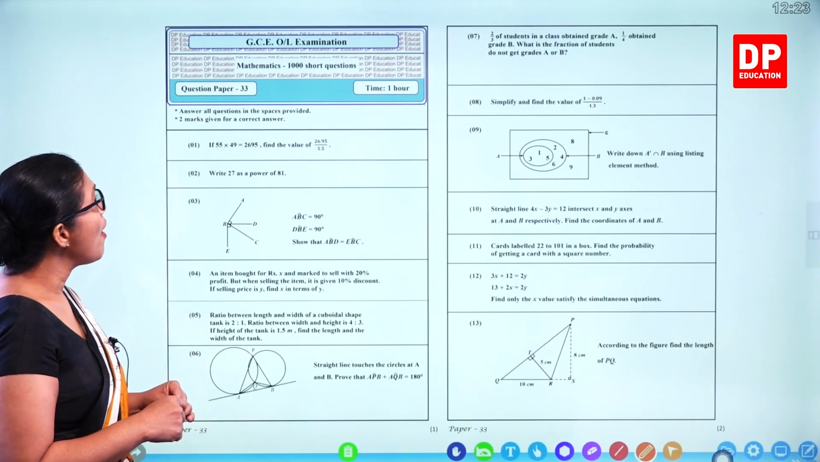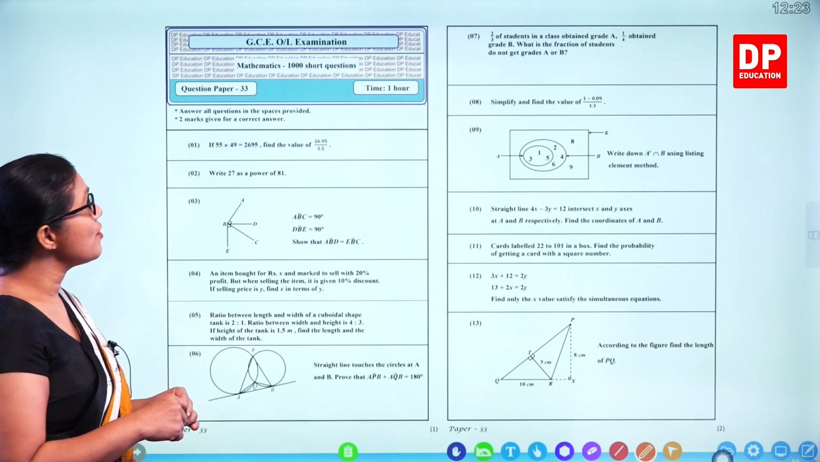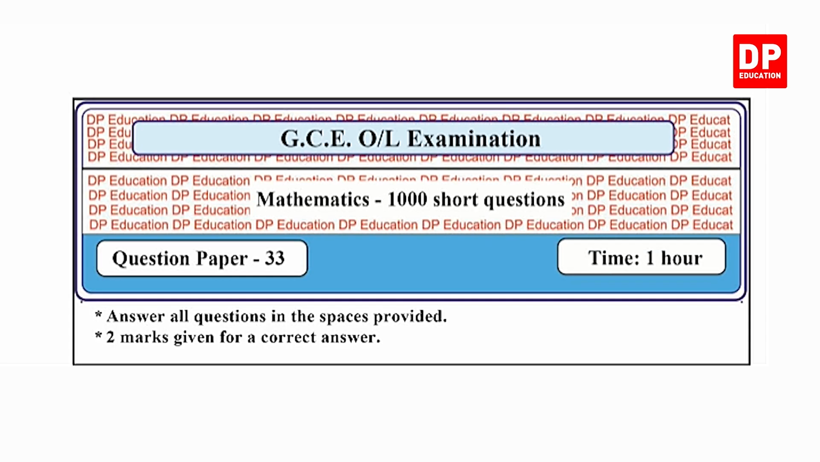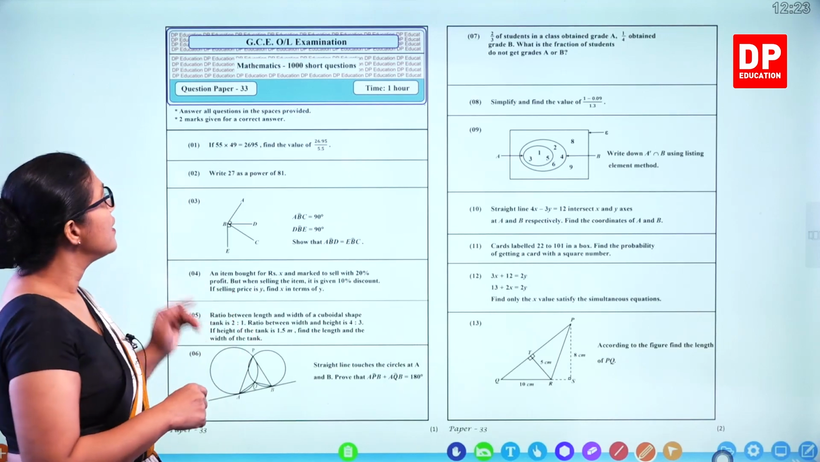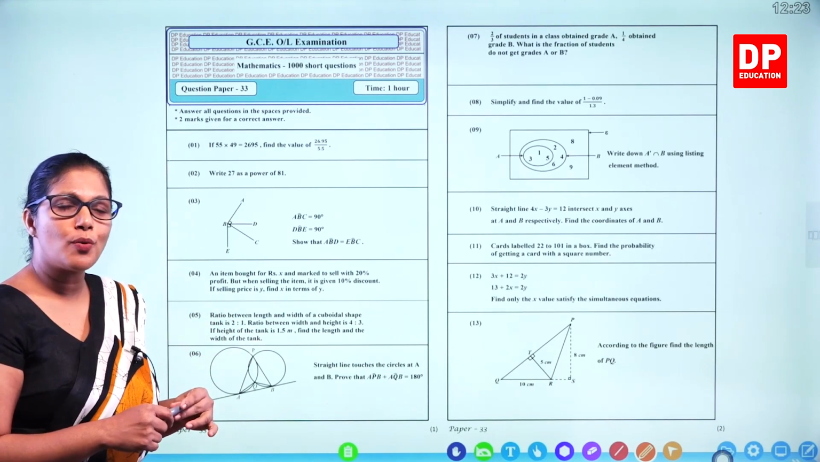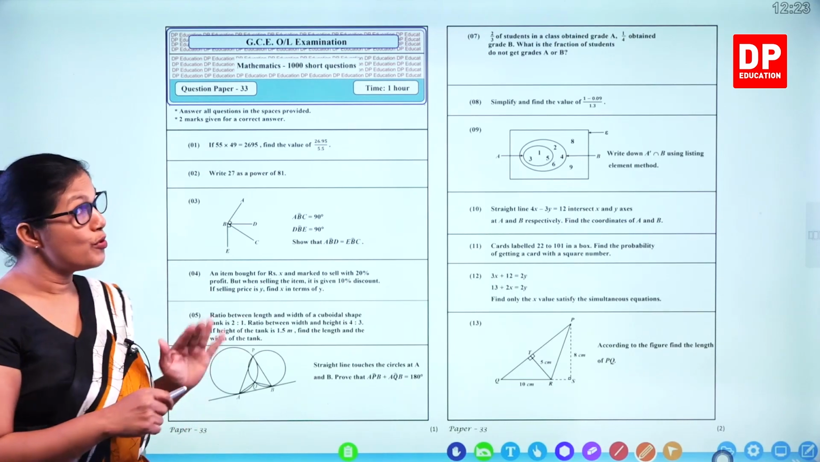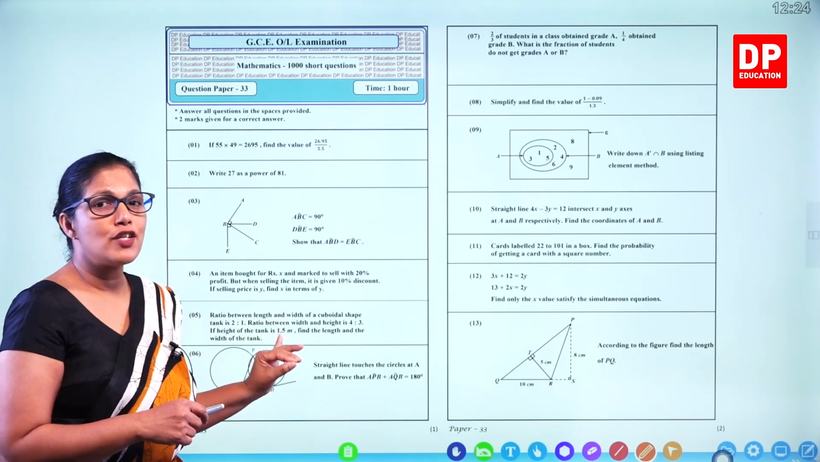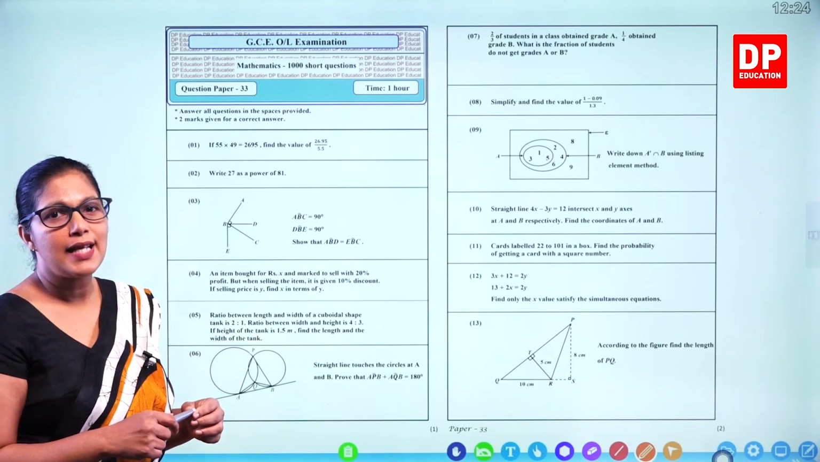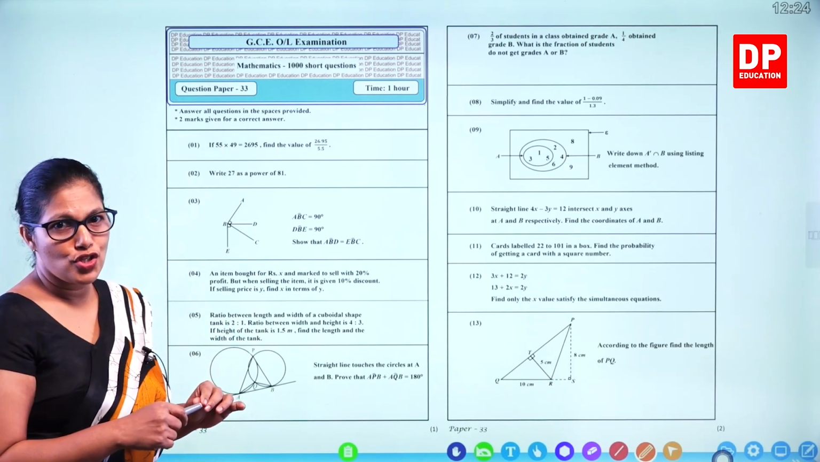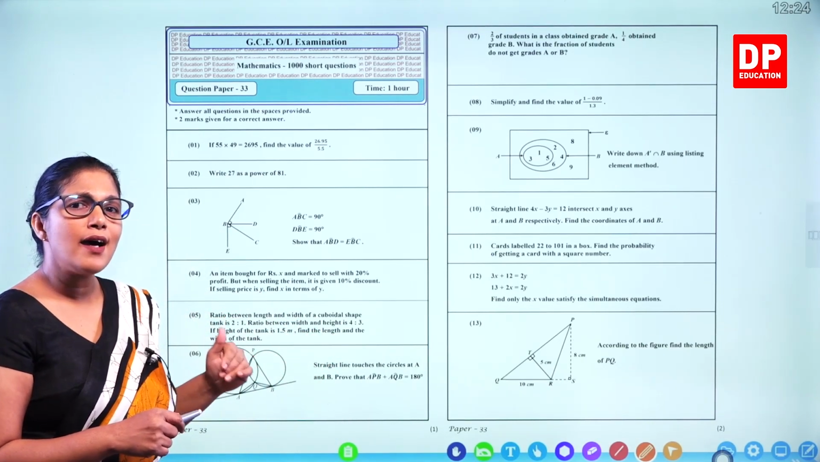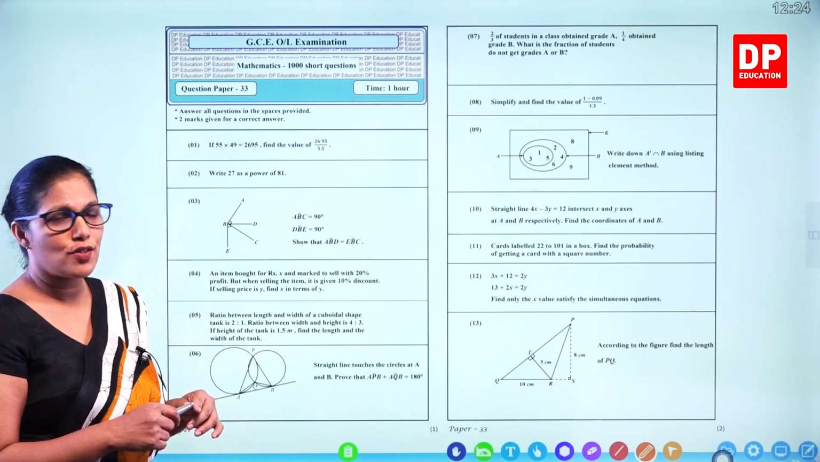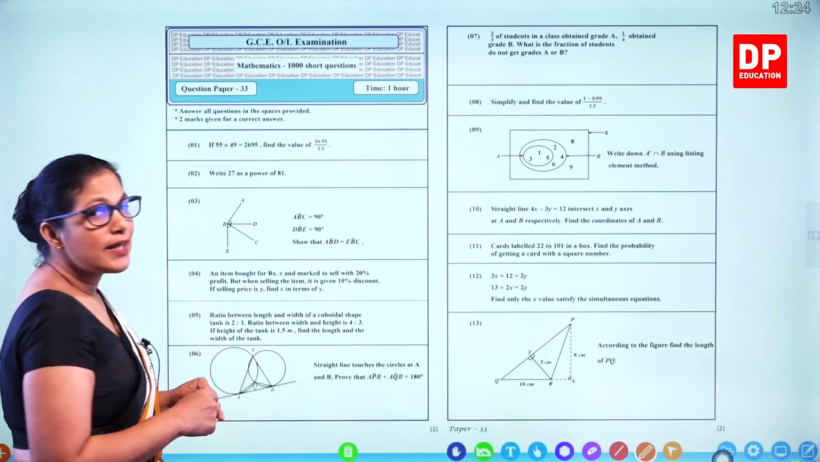Hello students, now I am going to do GCE O-Level Examination Mathematics 1000 Short Question Series Paper 33. This is similar to the papers we did up to 33. It is a 1 hour paper, each question worth 2 marks, and you know already, this is similar to your Paper 1 Part A. 25 short questions. Try to do each question within 2 minutes, and in the last 10 minutes you can check your answers. So let's do question paper 33.